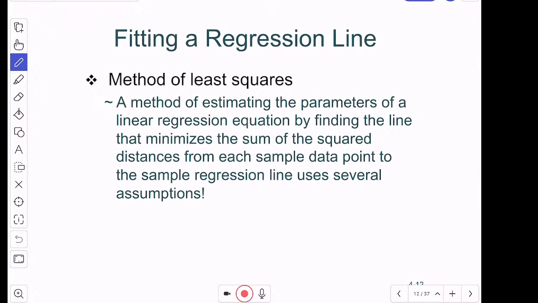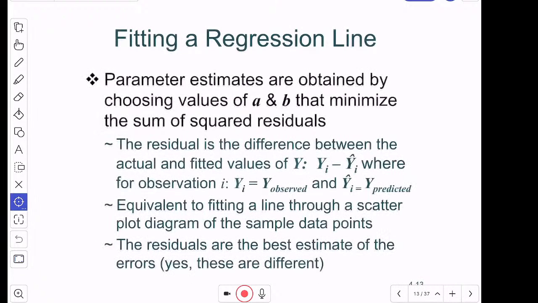Okay, so we're using the method of least squares. It's a method of estimating the parameters of a linear regression equation by finding the line that minimizes the sum of the squared distances from each sample data point to the sample regression line. And it uses several assumptions that I'm not going to get into right now.